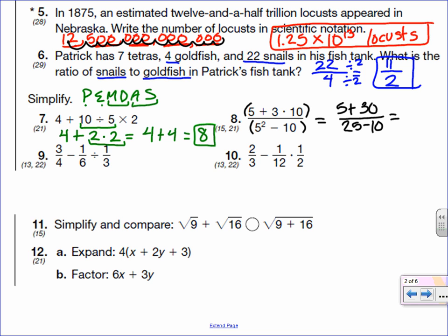And then we would do the addition on top. 5 plus 30 is 35. And then 25 minus 10 is 15. Both 35 and 15 have a factor of 5 in them. So 35 divided by 5 is 7. And 15 divided by 5 is 3. And 7/3 then would be 2 and 1/3.